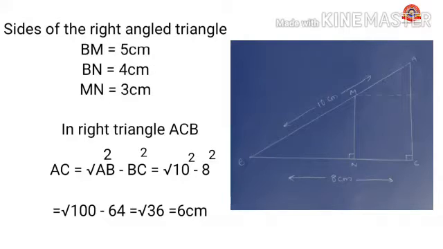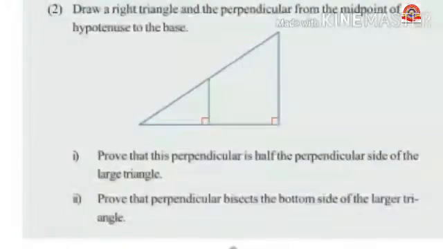In right angled triangle ACB, AC is equal to square root of AB square minus BC square, which is equal to square root of 10 square minus 8 square. Square root of 100 minus 64 is equal to square root of 36, which is equal to 6 centimeter. Shall we move to the second question?